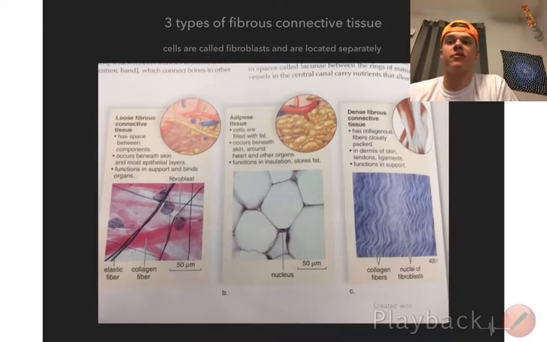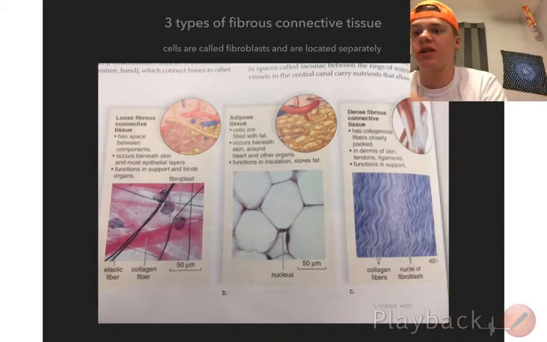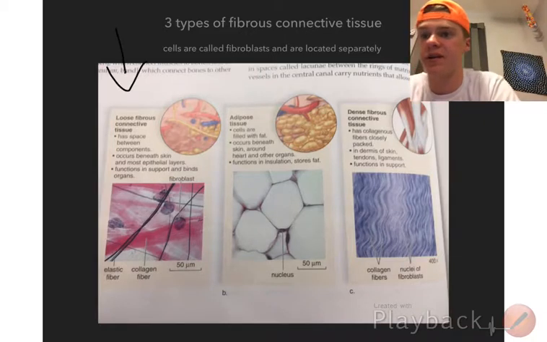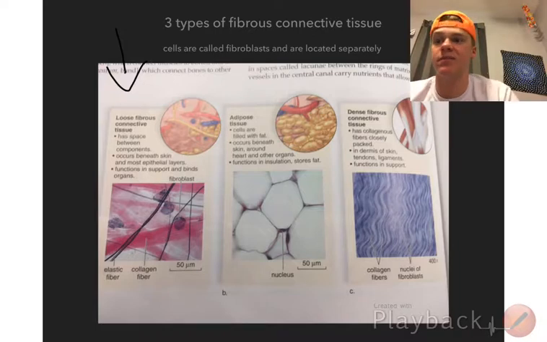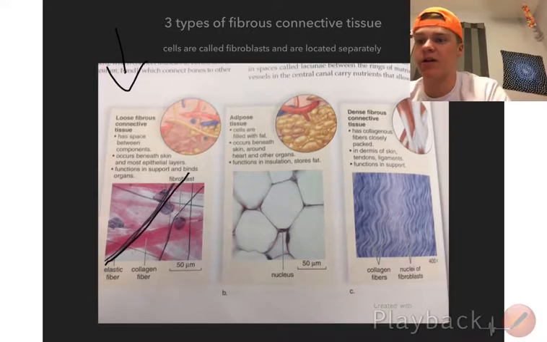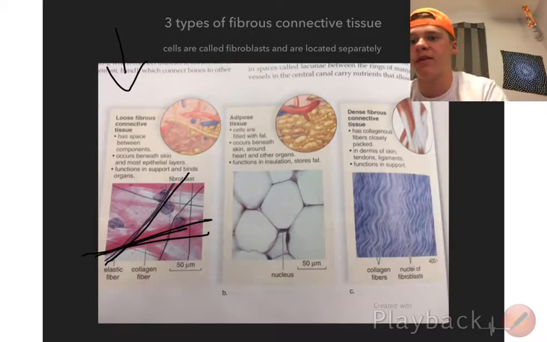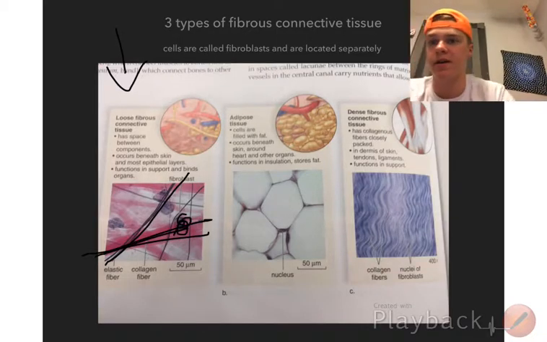There are three types of fibrous connective tissue, and inside of these connective tissues are cells called fibroblasts, and they're located separately. So first one is loose fibrous connective tissue on the left here, and this has space between its components, occurs beneath skin and most epithelial layers, and functions to support and bind organs. So you can see here you have an elastic fiber right here, and then a collagen fiber coming across right there, and there's that space in between them, and then you can find a fibroblast right there.